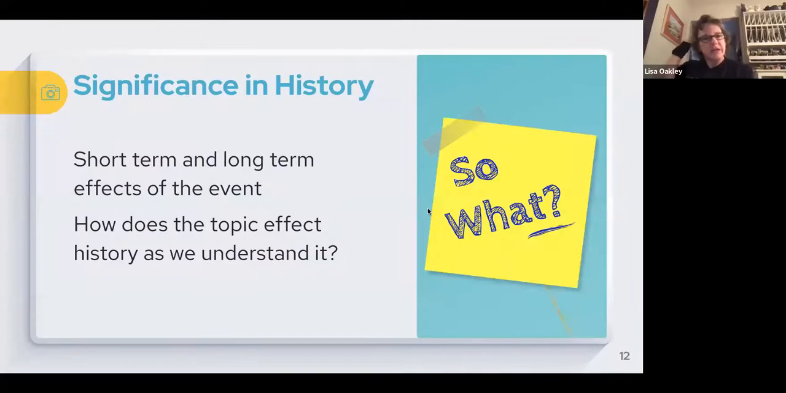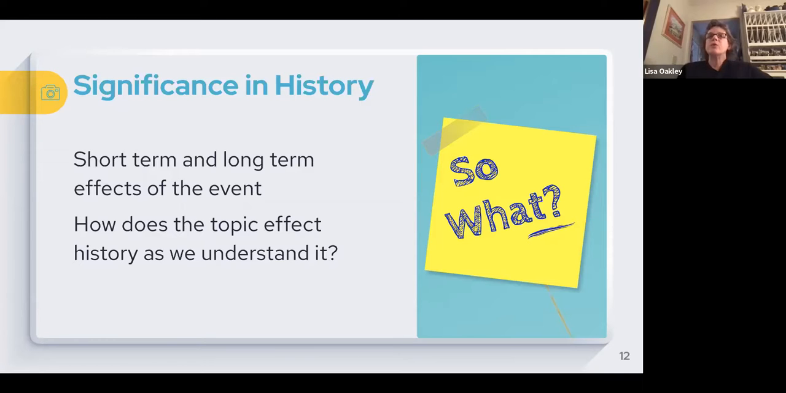Our next element: significance in history. Now, some folks have heard me ask before, not in a serious way, not in an accusatory way: so what? I don't know if anybody's ever been challenged by that question. I think the older you are, you probably were challenged by that question at some point, either by someone you're talking to or a professor. I know Miss Byrd had a professor actually ask her that.